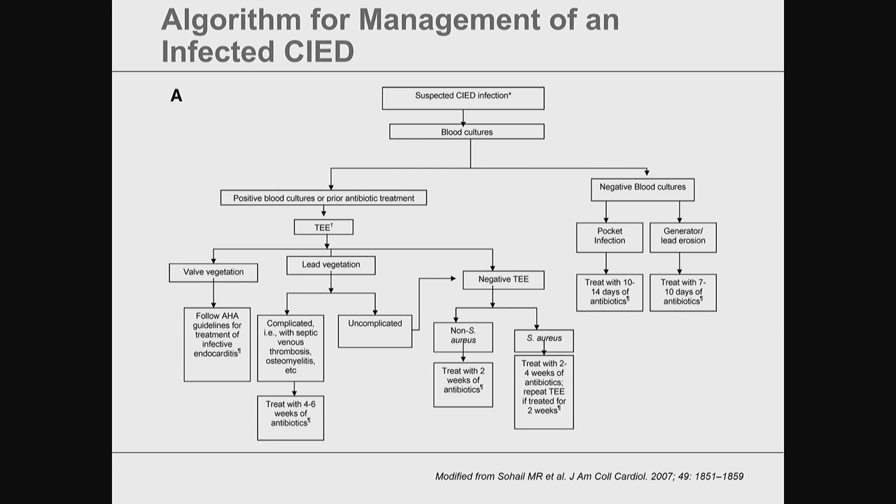Whereas if you have a lead vegetation and a positive blood culture and it's uncomplicated, then you determine whether or not it is a Staph aureus species. If you have a complicated positive TEE that shows a lead vegetation with septic venous thrombosis, osteomyelitis, or another embolic event, then you want to treat with 4 to 6 weeks of antibiotics, usually erring on the longer side, depending on what the organism is.